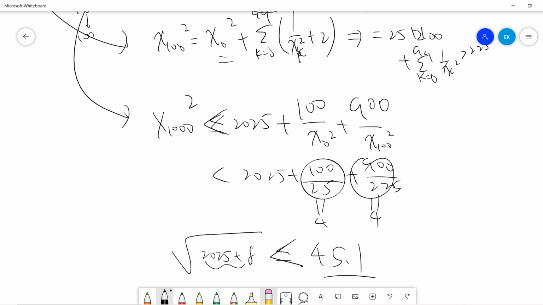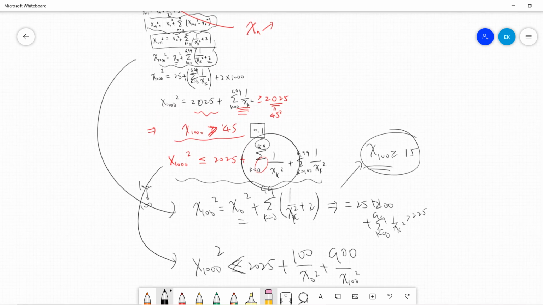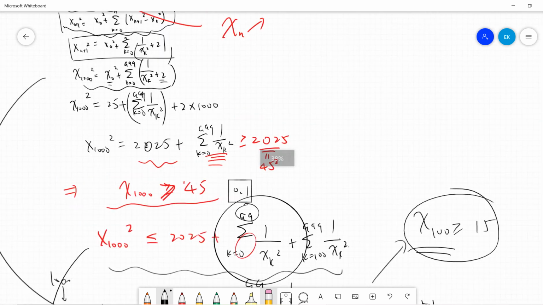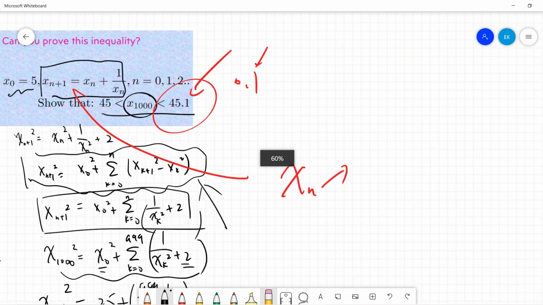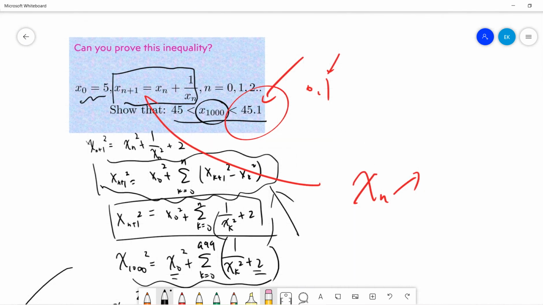Okay, so the idea is that you use this expression and manage to bound this type of term, and then you can get a lower bound and an upper bound. So this is a really cool exercise to let you understand how to dominate this type of sequence.